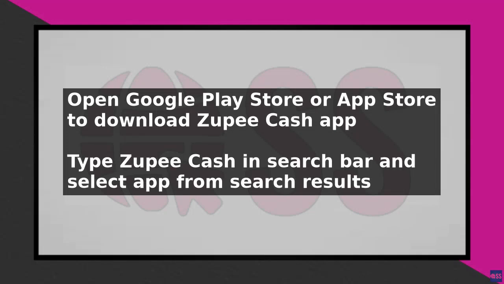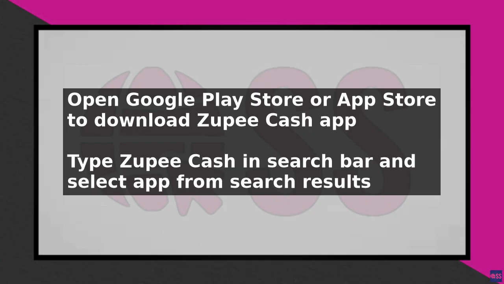To download the Zupee Cash app, start by opening the Google Play Store on your Android device or the App Store on your iOS device. Type Zupee Cash in the search bar and select the app from the search results. Click on the Install button to begin the download process.